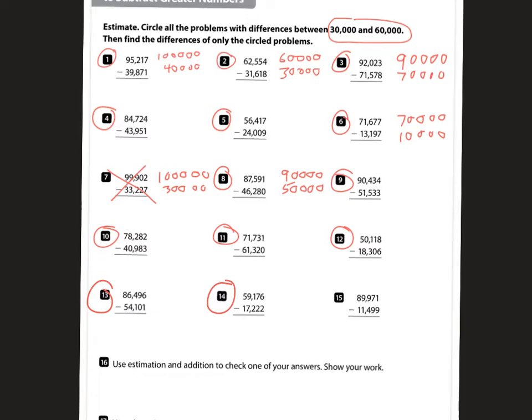And then number 15, we have 90,000 and we have 10,000. The difference there would be 70,000. So we definitely will not be answering number 15. So the only ones we're not doing are number 7 and number 15.